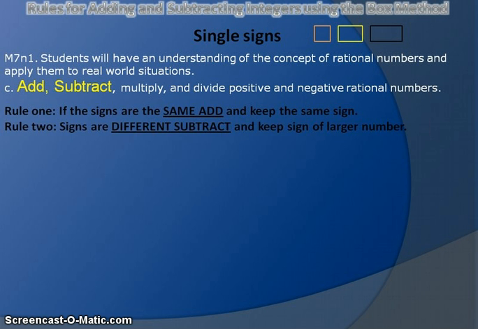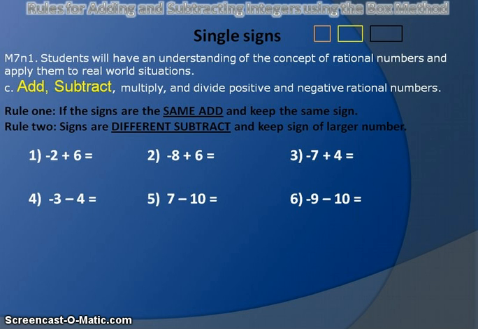There are two rules that go along with the box method that we're using. Rule 1, if the signs are the same, add and keep the same sign. The second rule, signs are different, subtract and keep the sign of the larger number. Let's read through those again. The first rule, if the signs are the same, add and keep the same sign. Rule 2, signs are different, subtract and keep the sign of the larger number.